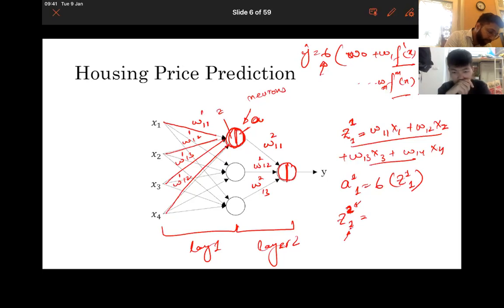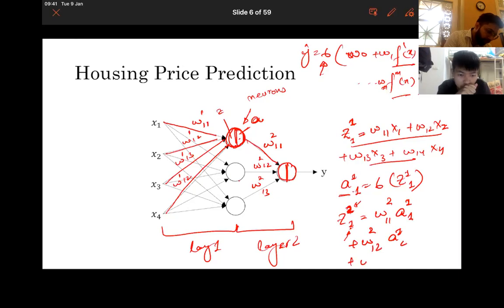So this would be W2,1,1 for the second layer. And what is the input? The input is the activation of the first layer's first component. So this is the input, right? This is the input to the second layer, A11, and then A12 and A13. So this would be W2,1,2 A12 plus W2,1,3 A13, and so on.